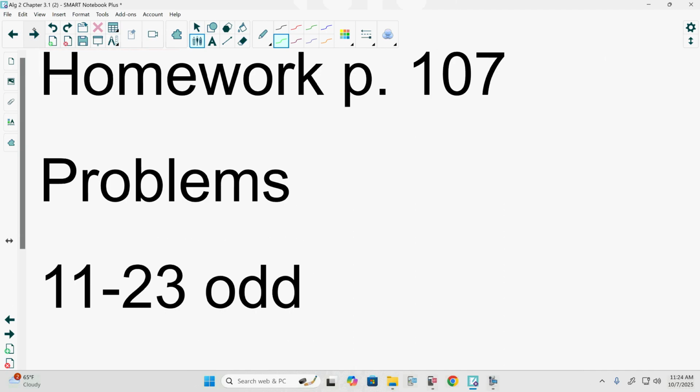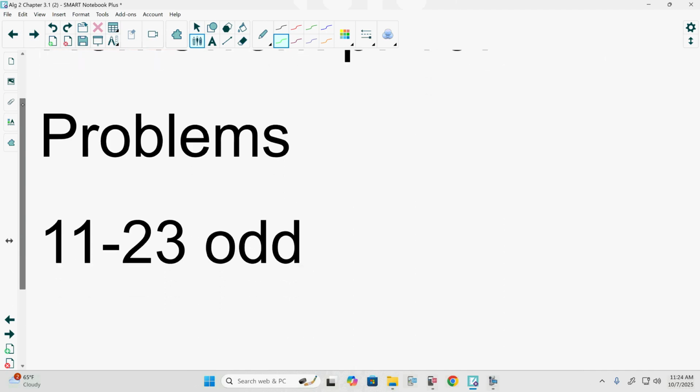Okay. 11 through 23 odd. You have 7 problems. So 11, 13, 15, 17, 19, 21, and 23. 23, I believe, is the error detection. Error detection has 2 parts. State the error, say what they did wrong, and fix it. If you're struggling to figure out what they did wrong, look at the polynomial or the quadratic they gave you, factor it yourself, and then compare it to see how it differed. Yes?